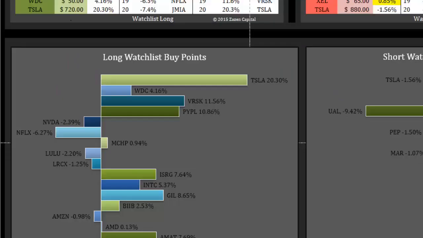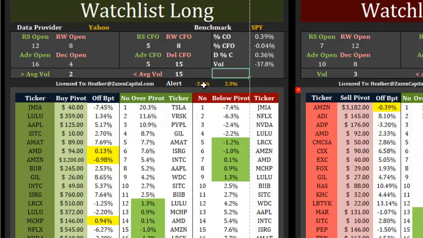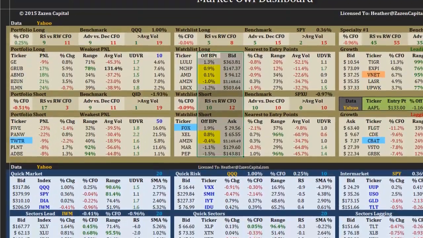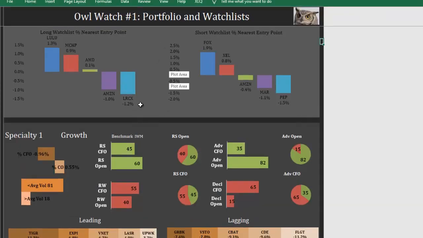Back on the watch list page, you'll also notice that it says alert, and there's 2 percentage numbers here, a negative and a positive. These numbers help filter the information that goes to the main Market Owl page here, as well as the Owl Watch tab.